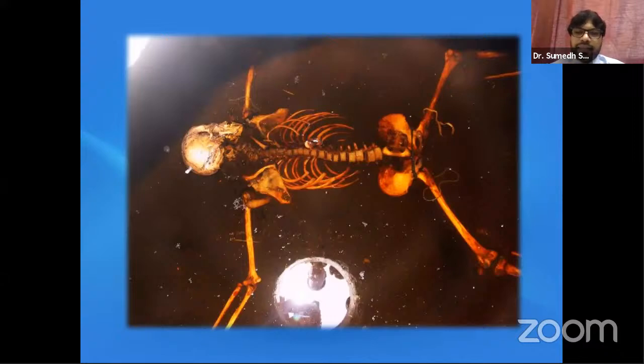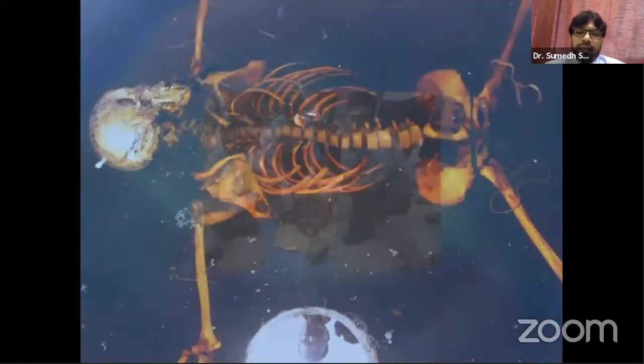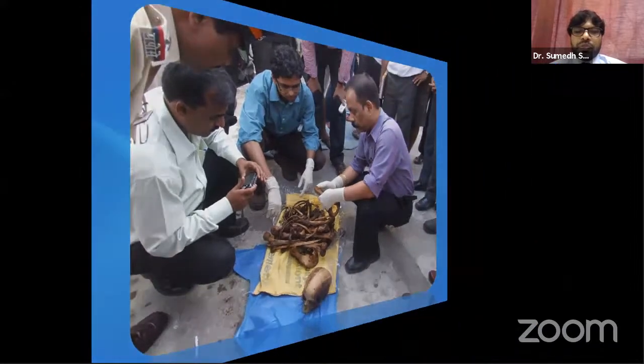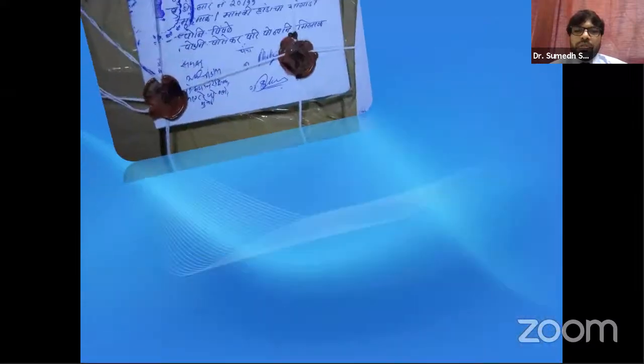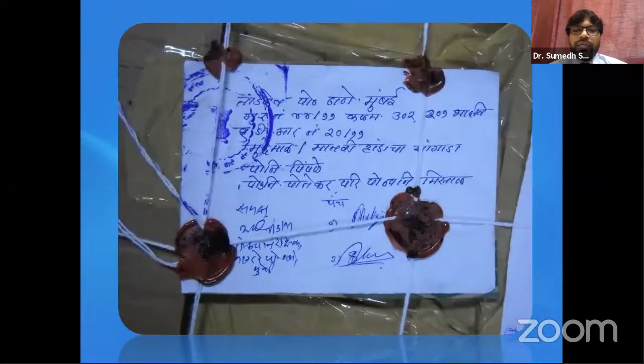Then we examined this skeleton in the given form. We arranged the bones in anatomical position so that any duplications, or the side of the bone, could be identified. Some of this is a clinical part for examination, and some is an administrative part, because you have to take the things in a sealed manner. Otherwise, you are not going to take the parcel for examination from police. It has to be a sealed one.